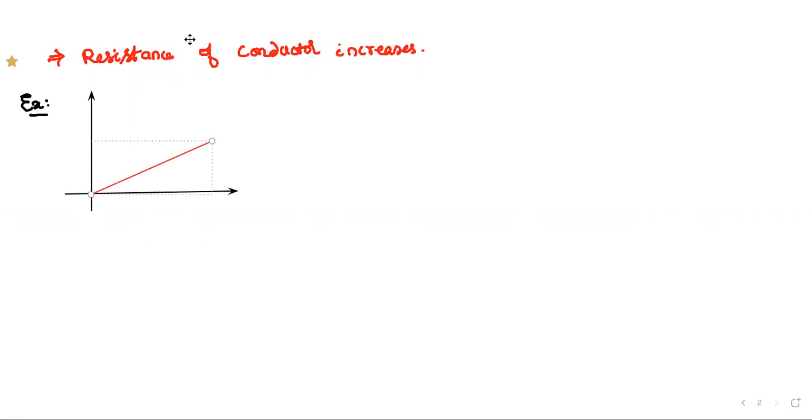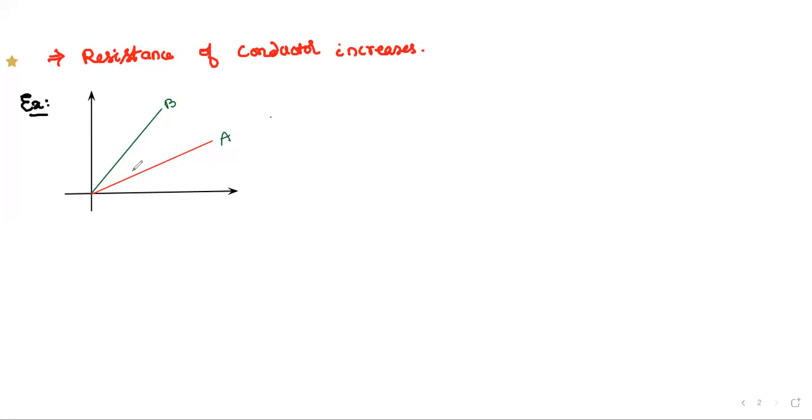These two are ohmic conductors. Very simple, and you can say the answer. It is a very easy question. Conductor A, conductor B. I am taking straight lines. That's why surely they are ohmic conductors.